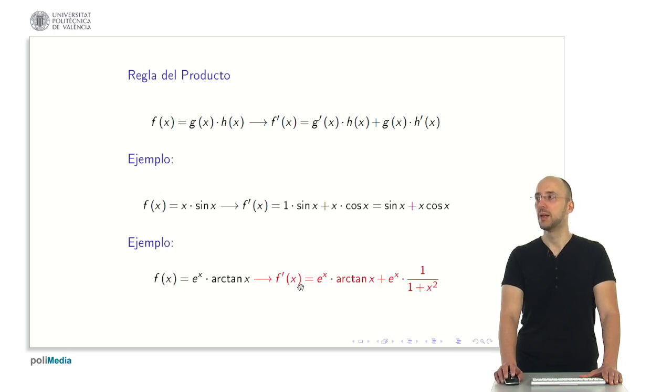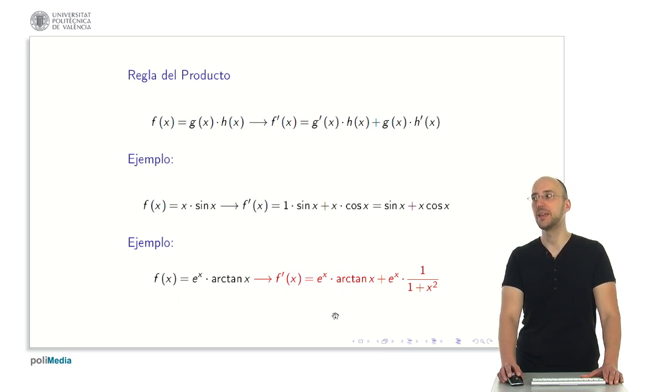As before, by applying that same rule, we would have the derivative of e raised to the power of x, and it's important to remember that the derivative of this function remains the same, multiplied by the arctangent of x without differentiation. This represents the derivative of the first function by the second function without differentiation. Additionally, you add the first function without differentiation, which is e raised to the power of x, multiplied by the derivative of the second function. The derivative of the arctangent of x was 1 over 1 plus x squared.